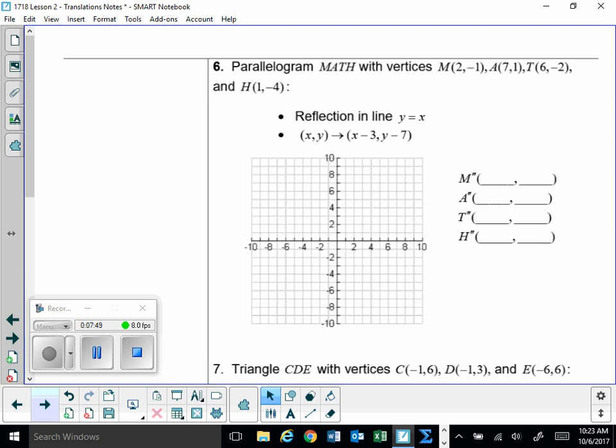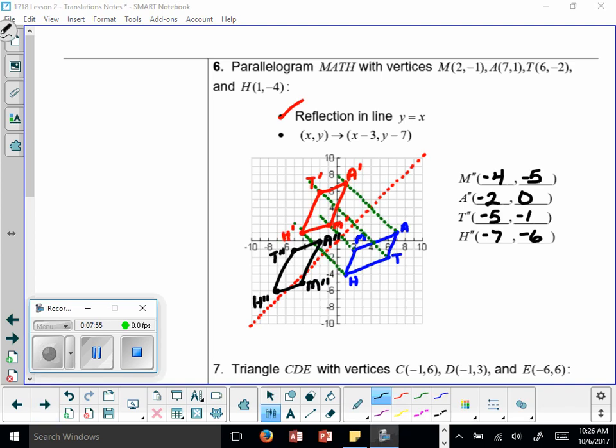Okay, I want you to try number 6 on your own. Pause the video. Be careful with your reflection. All right, take a minute to check it. This one got pretty messy with all of those lines of reflection.